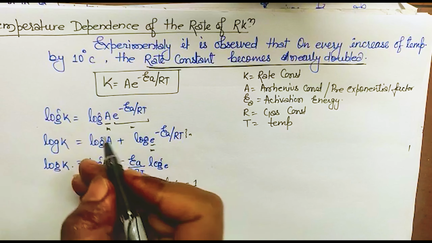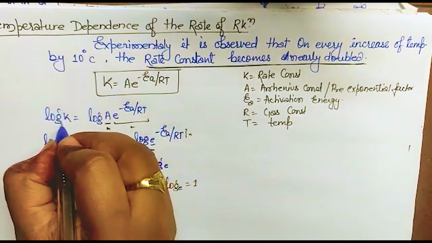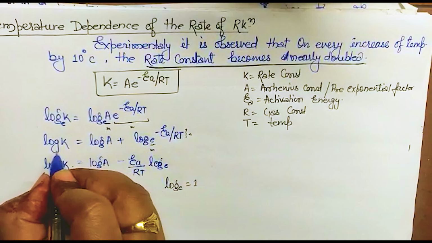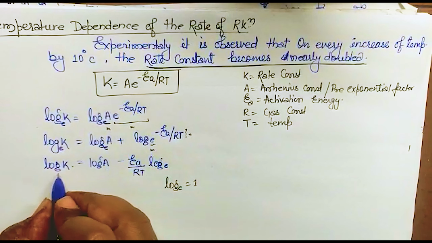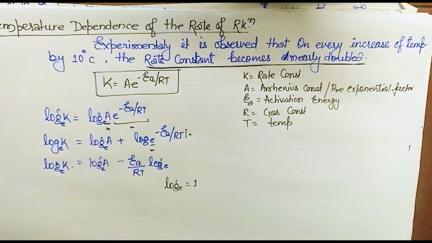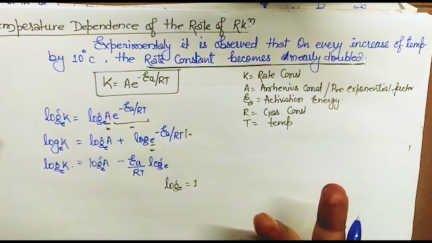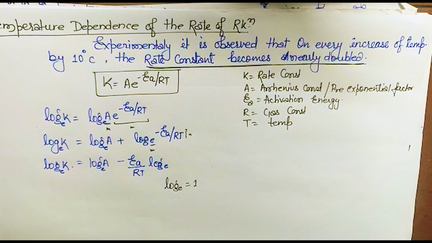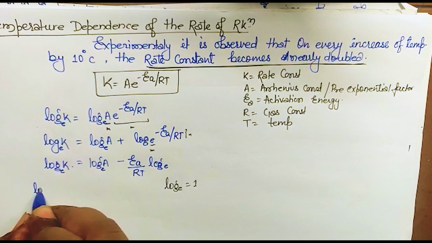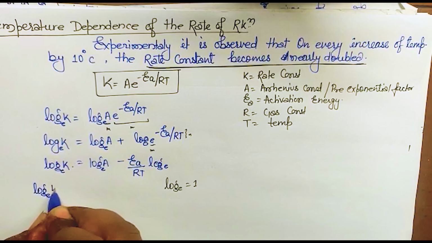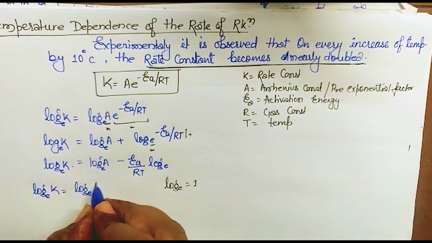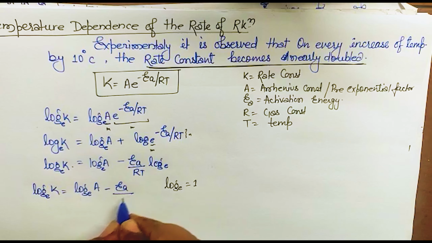Actually all this, it should all be log to the base e. We will take this in the form of exponential e because it is also e. So we will write like this, to the base e. Or we could have written ln instead of this. Okay, and now can I write like this, log to the base e K is equal to log to the base e A minus EA upon RT.